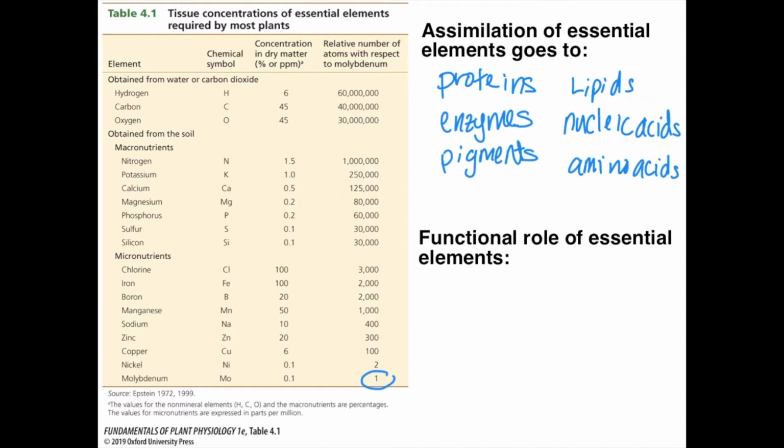So this is just a really quick list that we can make to determine where these essential elements are going. So that's where they are going, but what about their functional role? If I just stop and think about this for a second, immediately we've talked a bunch about structure. So we've talked about lipids and proteins being part of membranes. We've talked about cell walls. We've talked about all these different aspects to plant function as it relates to structure.